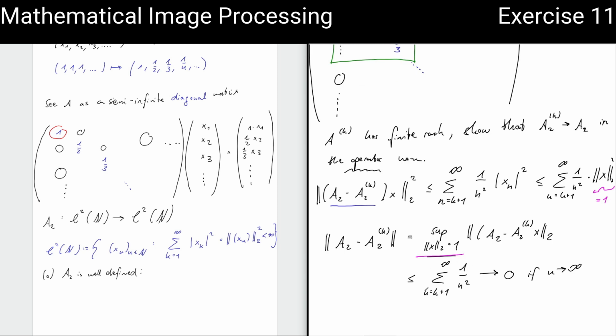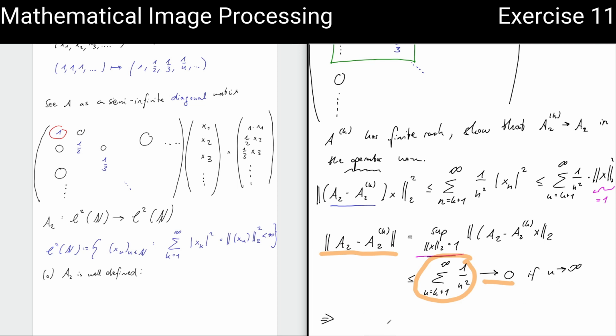So, but if this part goes to 0, maybe let's mark this in orange. So if the right-hand side goes to 0 for n going to infinity, then also A2 approximates A2k, or these finite sections approximate A2 in the operator norm, meaning uniform approximation.